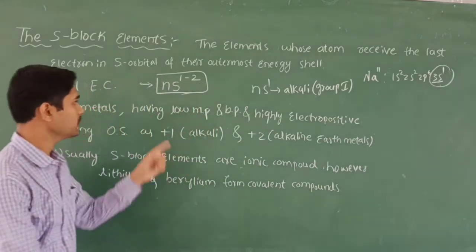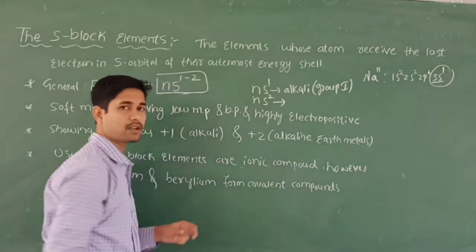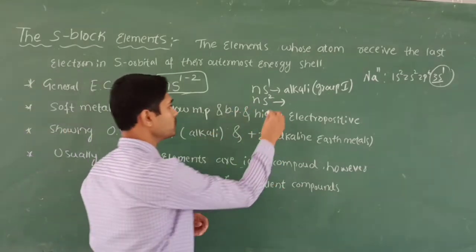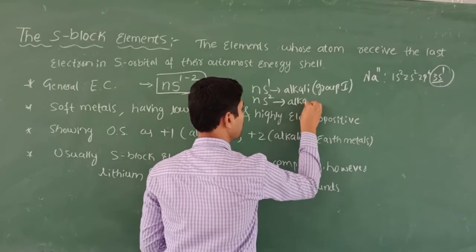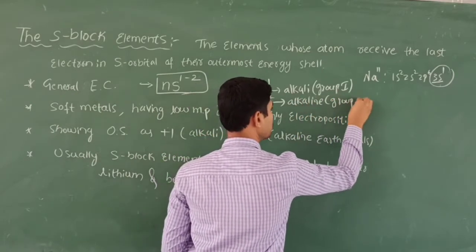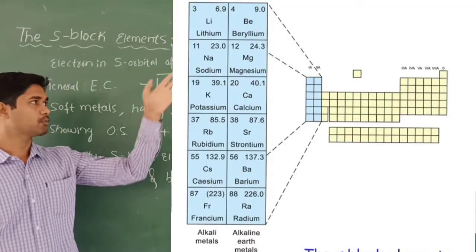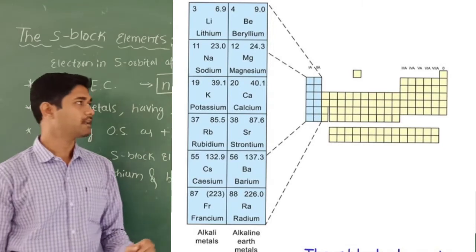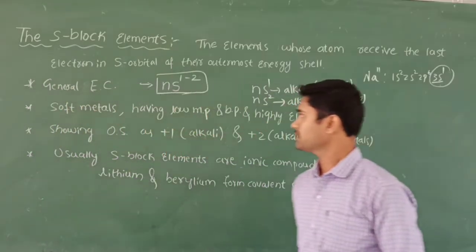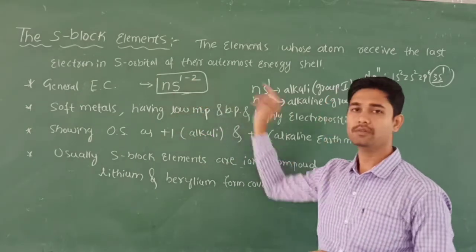If the configuration is ns2, meaning the last 2 electrons enter into the s orbital, that is going to be called alkaline earth metals, or group 2 elements. When you see this chart, you can see the group 1 elements here, and the group 2 elements also here. And the general electronic configuration we write as ns1 to 2.